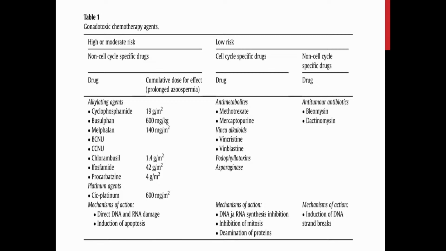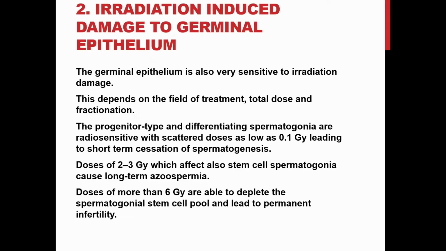also induce apoptosis. For the low-risk chemotherapeutic agents, the cell cycle-specific drugs include antimetabolites like methotrexate. You have vinca alkaloids like vincristine, asparaginase, and the mechanism of action includes DNA and RNA synthesis inhibition, inhibition of mitosis, and deamination of proteins. For non-cell cycle-specific drugs, you have antitumor antibiotics like bleomycin, which cause induction of DNA strand breaks.